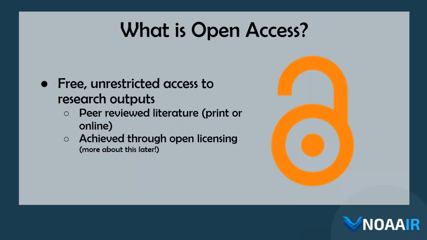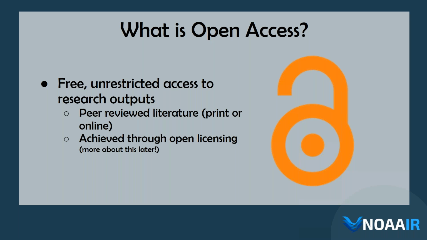So to start, let's go real basic: what is open access? Open access is free, unrestricted access to research outputs. Specifically, when we're talking about open access, we're talking about peer-reviewed literature, whether that's print-based literature or, most aptly, online. And usually open access for peer-reviewed articles and publications is achieved through open licensing, which we'll get to in just a second. So don't worry, I'll explain what that means.